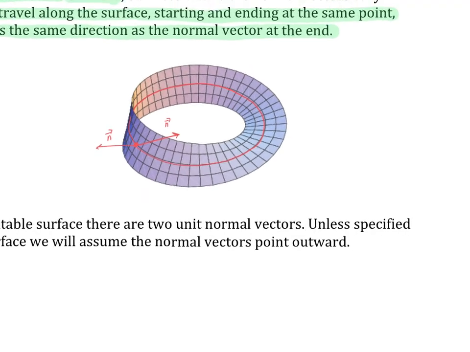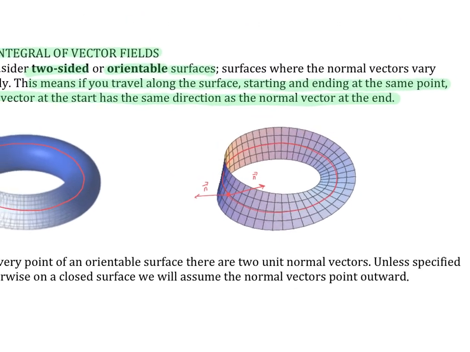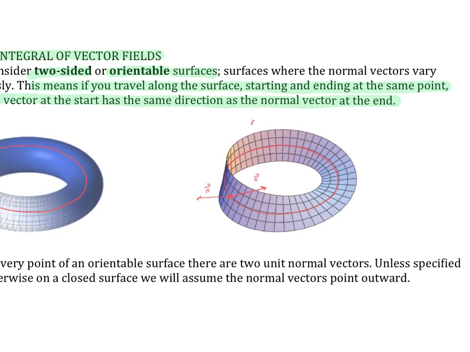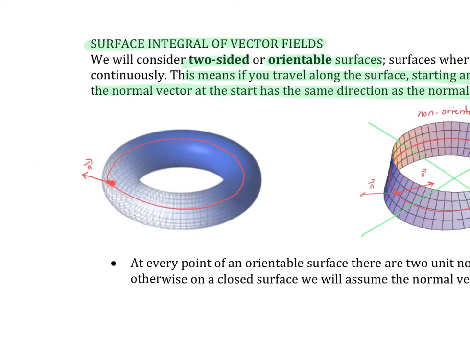So in this case, I don't want to consider that type of surface. This is non-orientable. And that's not what we're going to be considering. For our purposes, we're only going to be considering these types, the two-sided or orientable.